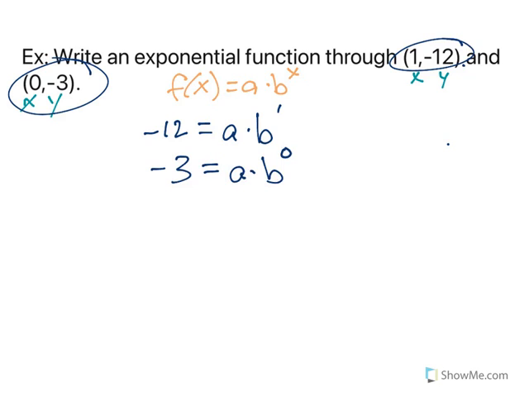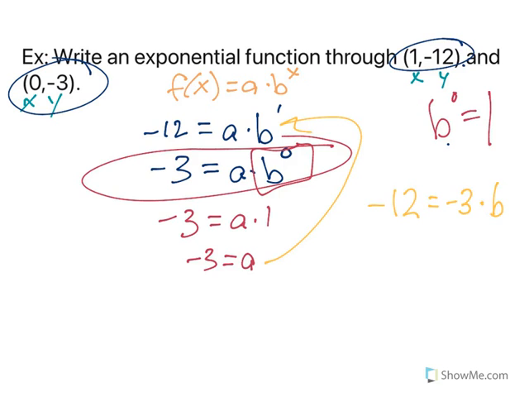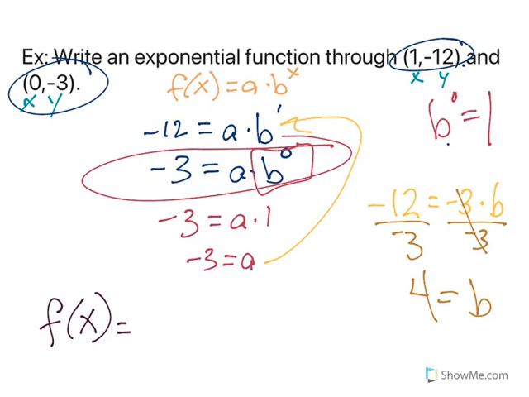Now, hopefully you have bells ringing in your head right now, not in a bad way. But knowing what is b to the 0? Well, anything to the 0 power is 1. So this equation is really negative 3 equals a times 1, which is just a equals negative 3. So if a is negative 3, well, I just take that, plug it in up here. So negative 12 equals negative 3 times b to the first. Divide both sides by negative 3, and b equals 4. So that makes my function f of x equals negative 3 times 4 to the x.